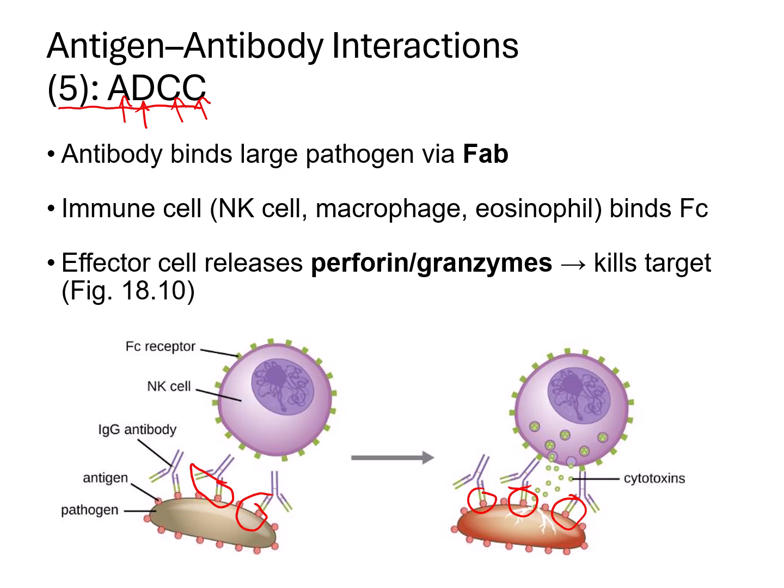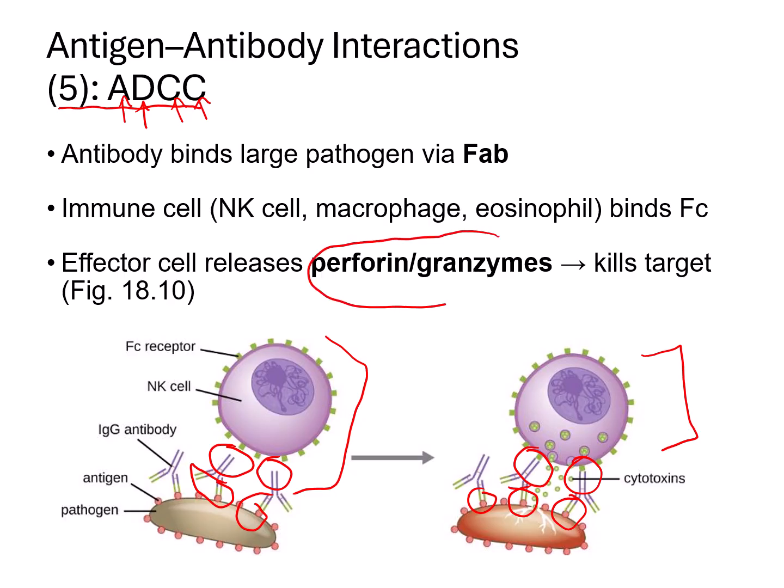And the immune cells, like natural killer cells or macrophages or eosinophils, are going to bind to the constant region, the FC region of the antibody. That activates these cells, and these cells are now going to release molecules like perforin or granzymes that kill the target cell.